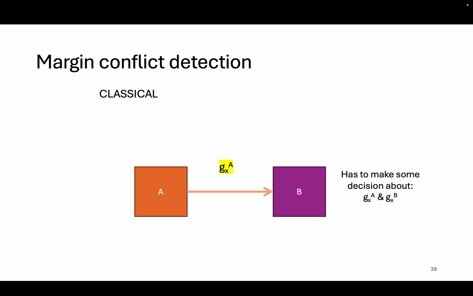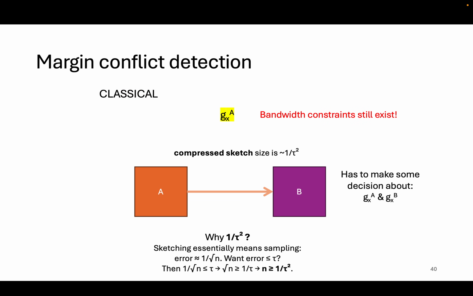So, in the classical setting, in order for them to be able to make a decision, basically one of them needs to forward its gradient to the other one, and they have to make a decision. So for instance, Alice needs to forward her gradient to Bob, so Bob can make a decision about gradient A and gradient B. But these bandwidth constraints, again, still exist. They still can't necessarily communicate all the information. So in order to send the gradient, they're going to have to send a compressed sketch.